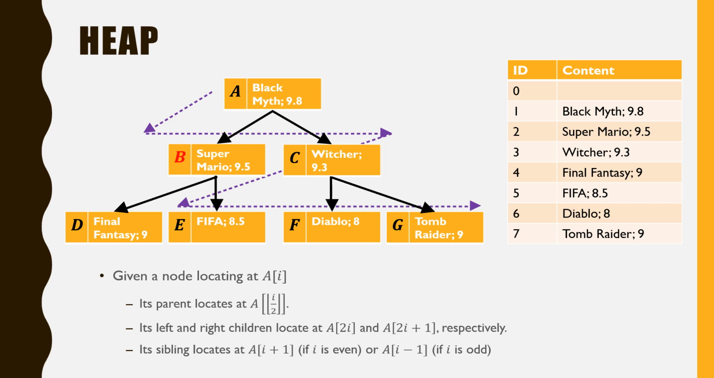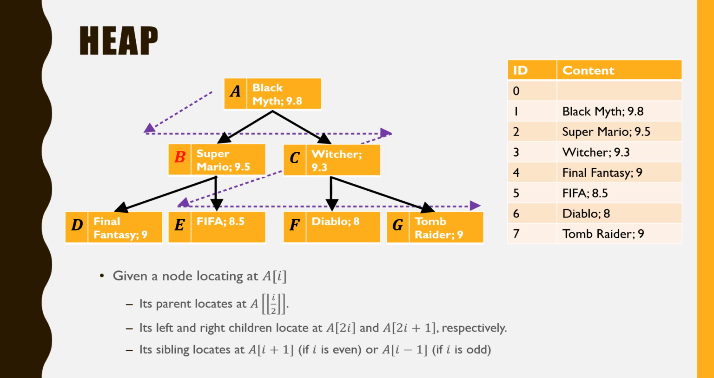The left child of A[i] is stored at A[2i], and the right child of A[i] is stored at A[2i+1]. Observe that for node B at index 2, its children should be stored at A[4] and A[5]. And we can verify that node B's children, node D and node E, are indeed stored at those positions. Finally, if i is even, A[i] is the left child, and its sibling is A[i+1]. If i is odd, A[i] is a right child, and its sibling is A[i-1].